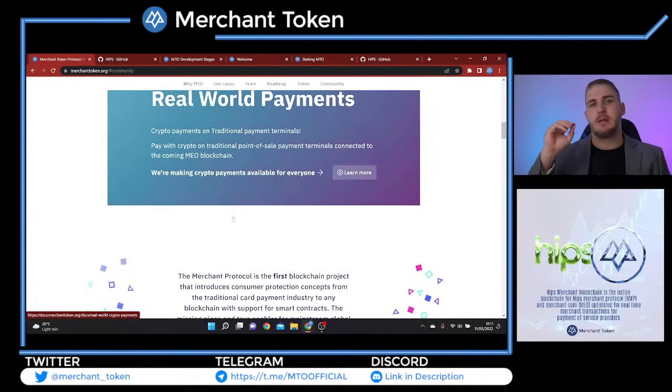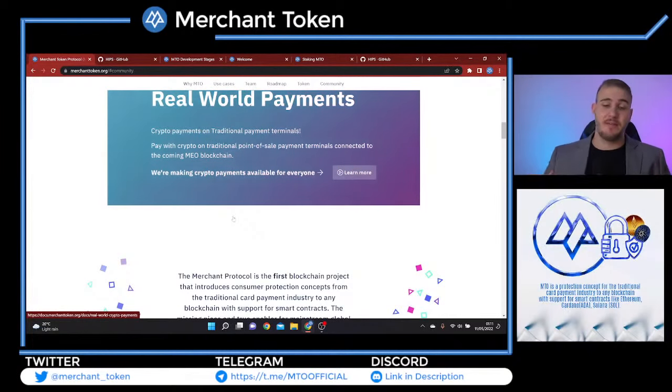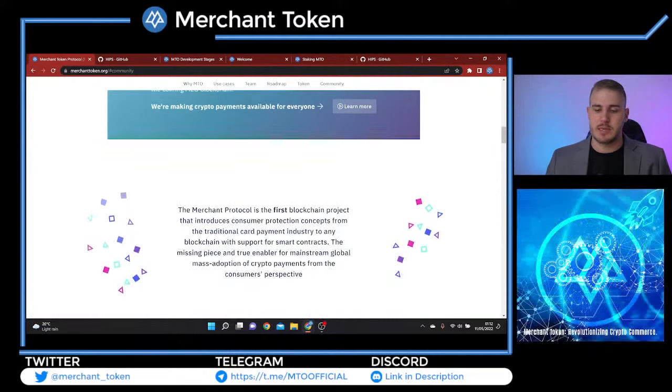But every time someone makes a transaction, there will be a gas fee. And then if they decide to go for the consumer protection, there will be another fee. And that's going to basically sustain the whole merchant token ecosystem.